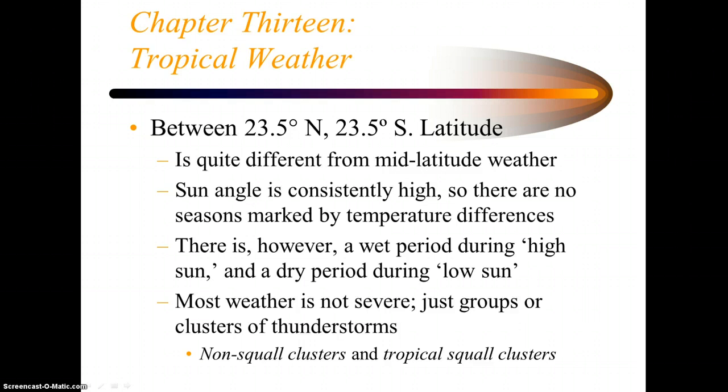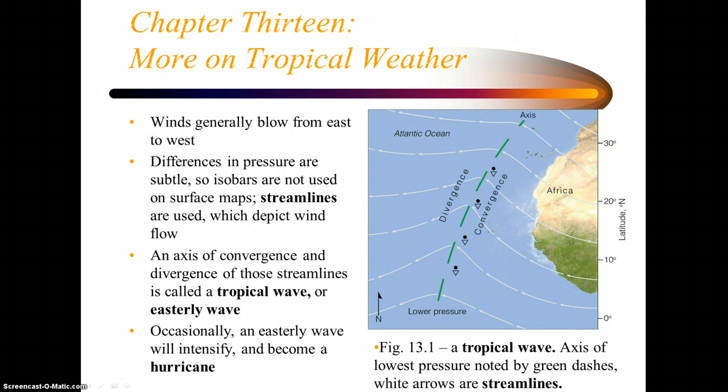Now, in the tropics, most weather is not severe. You just have groups or clusters of thunderstorms, basically squalls of thunderstorms. Some of them can be very strong, non-squall clusters and tropical squall clusters that march across the tropical oceans of the world from east to west. In the tropics, winds do in fact blow generally from the east to the west, which is different than in mid-latitudes when they blow from west to east.